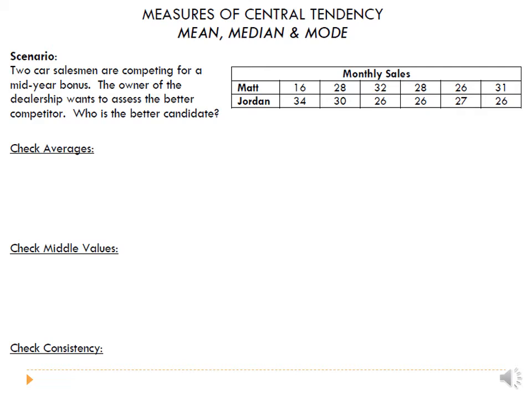So we're going to start with a scenario. Two car salesmen are competing for a mid-year bonus. The owner of the dealership wants to assess the better competitor. We're going to decide who is the best candidate based off of three different metrics. So we're going to check the average, check the middle, and check for consistency. Let's start with Matt.